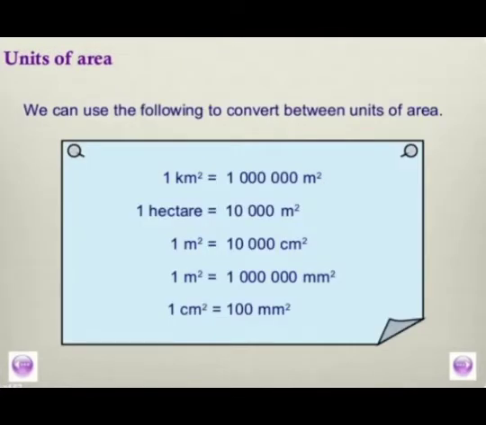We can use the following to convert between units of area. 1 square kilometer is equal to 1 million square meters. 1 hectare is equal to 10,000 square meters. 1 square meter is equal to 10,000 square centimeters. 1 square meter is equal to 1 million square millimeters. 1 square centimeter is equal to 100 square millimeters.